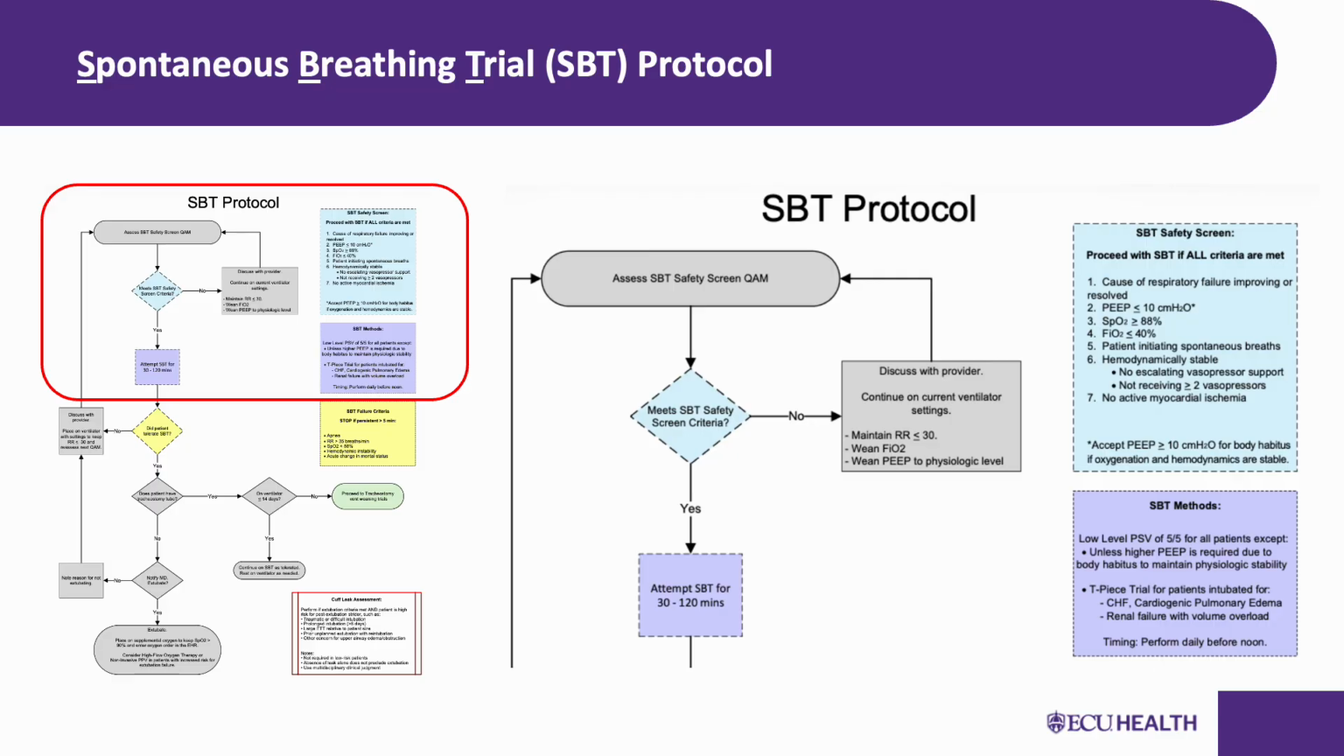The second method is a T-piece trial, where the patient is completely off the ventilator and breathing through the endotracheal tube with supplemental oxygen. This method is specifically indicated for patients who are intubated for fluid overload or who have significant positive fluid balance, such as those with chronic renal failure or cardiogenic pulmonary edema. The T-piece trial lets you assess for volume overload that might become apparent when you remove the positive pressure.